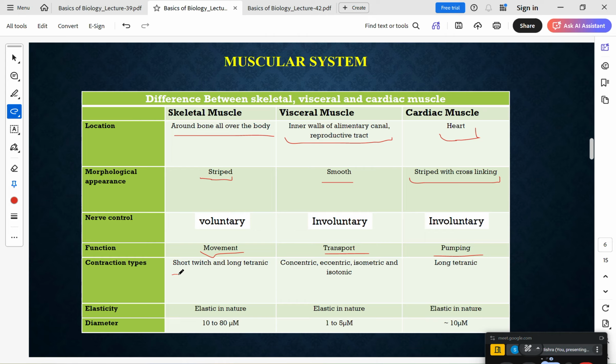There are different contraction types. In case of skeletal muscle, it's short twitch and long tetanic. In visceral muscle, it's concentric, eccentric, isometric, or isotonic. And in case of cardiac muscles, it's long tetanic. All of these muscles are elastic in nature. Sizes of different muscles also vary depending on the location. Skeletal muscles can range from 10 to 80 micrometer. Visceral muscles are 1 to 5 micrometer, and cardiac muscles are around 10 micrometer.